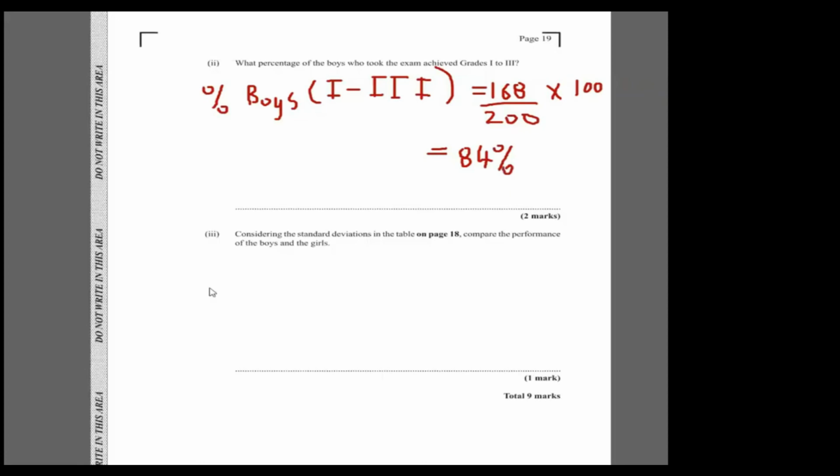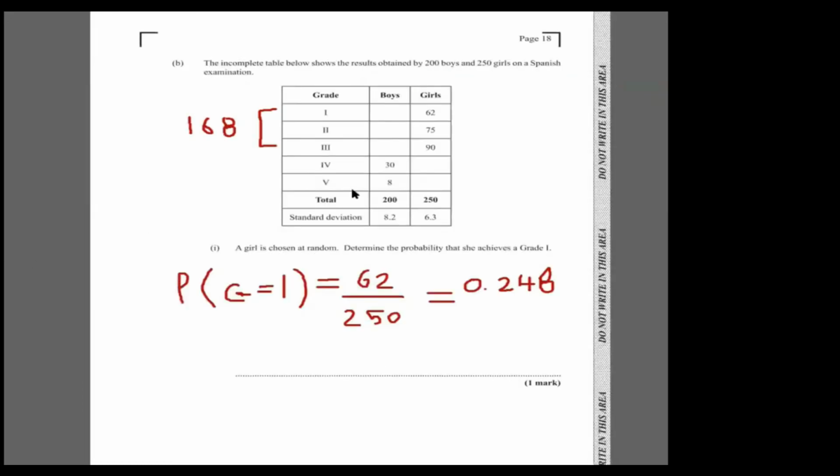Now it says, considering the standard deviations in the table, compare the performance of the boys and the girls. Standard deviation is a measure of spread. That's the best way to describe it. Typically, the smaller the standard deviation, the more concise or precise, or the more closely packed the results are. So pretty much the girls having a lesser standard deviation means that the girls generally outperform the boys in Spanish.